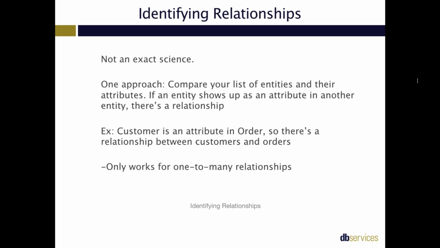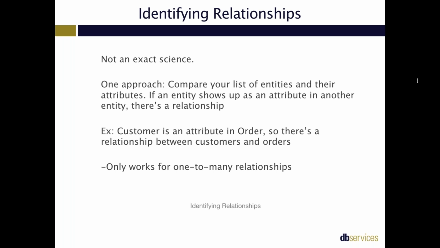Okay. All right. So we've got our entities and our attributes, but we're not done with the data model. There's a third thing: relationships. How do you determine the relationships between your entities? Unfortunately, that's also not an exact science. With one-to-many relationships, there is a systematic way you can determine them. You compare your list of entities and their attributes, and if you see an entity show up as an attribute in another entity, that's usually a natural relationship.